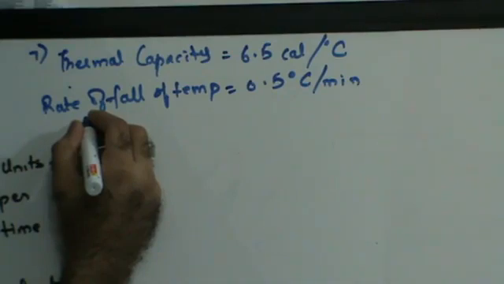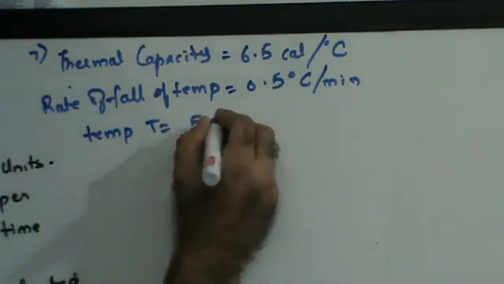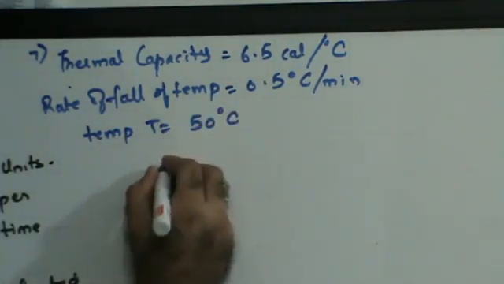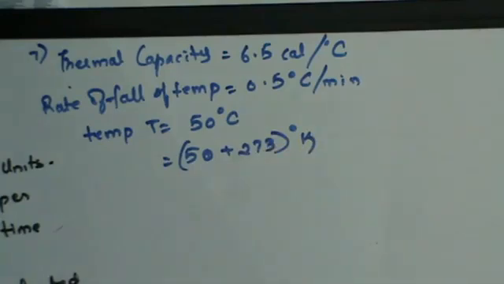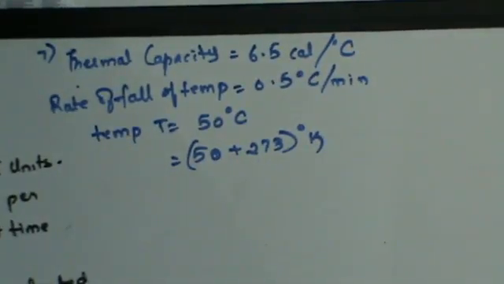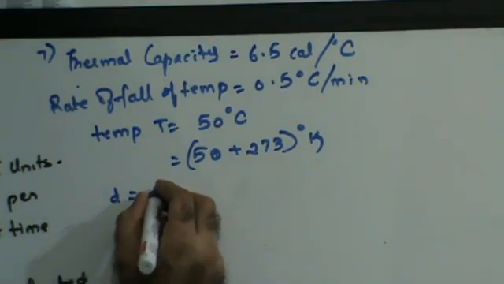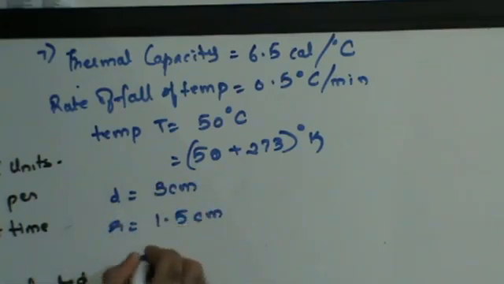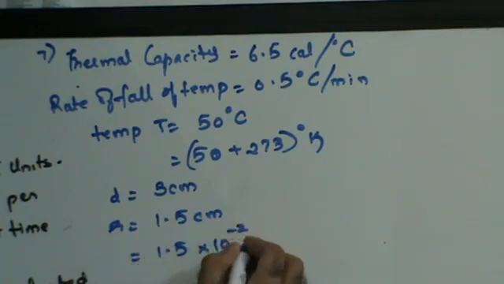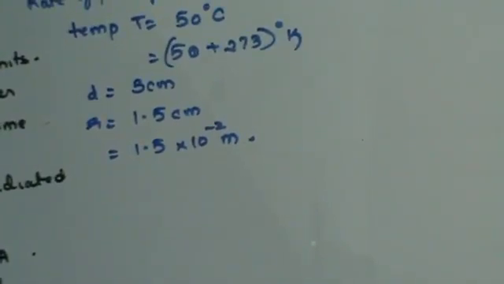When the temperature of the surface is 50 degrees Celsius, the diameter of the sphere is 3 centimeters. Calculate the emissive power of the surface of the sphere.